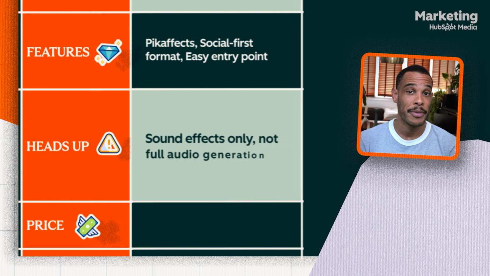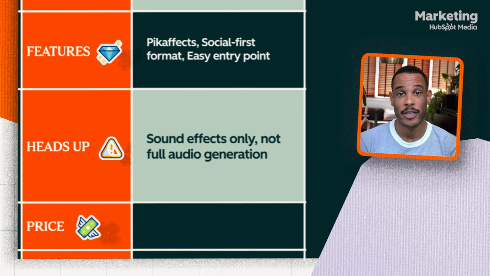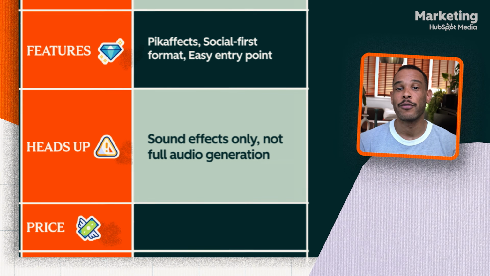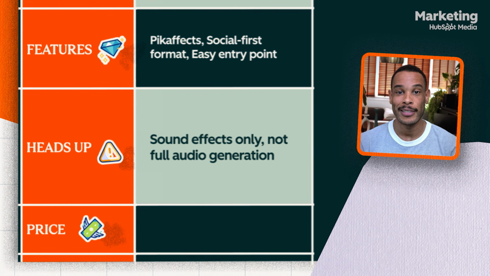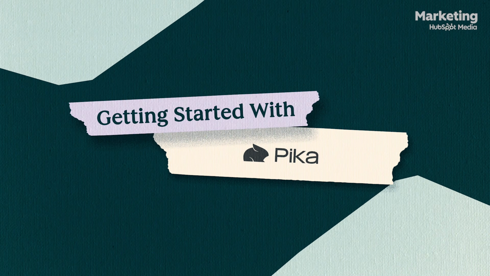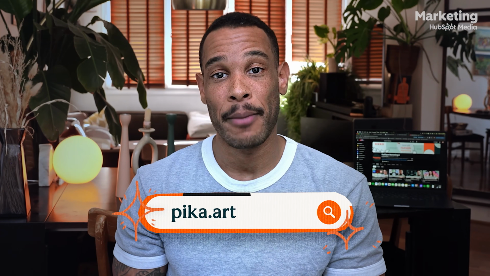One thing worth knowing, Pika generates sound effects automatically synced to whatever is happening on the screen. It's not the full dialogue and ambient audio that Veo or Sora produce, but for social content, it's usually all you need. To use Pika, you can access it at pika.art.